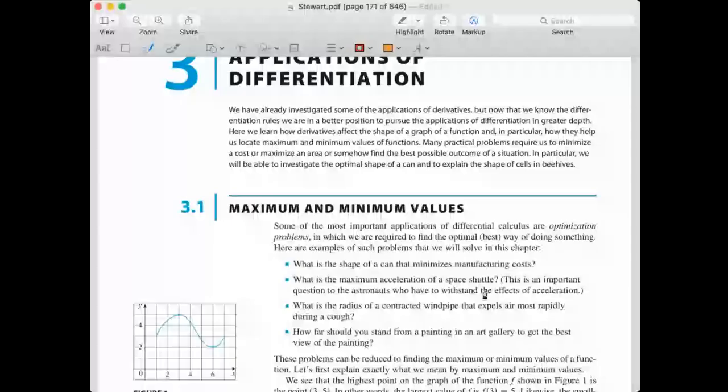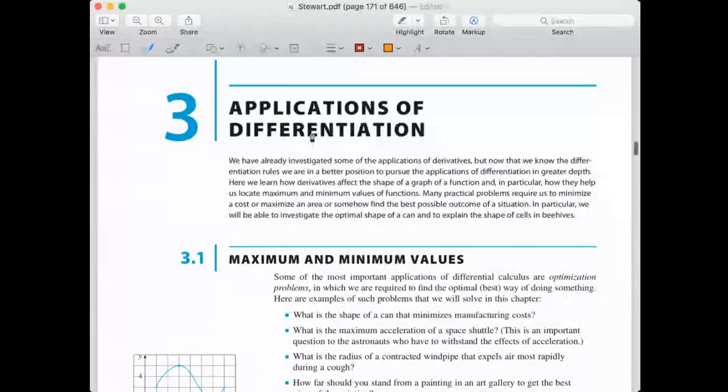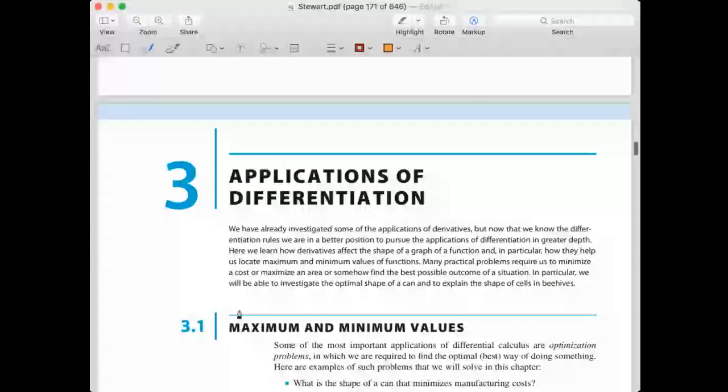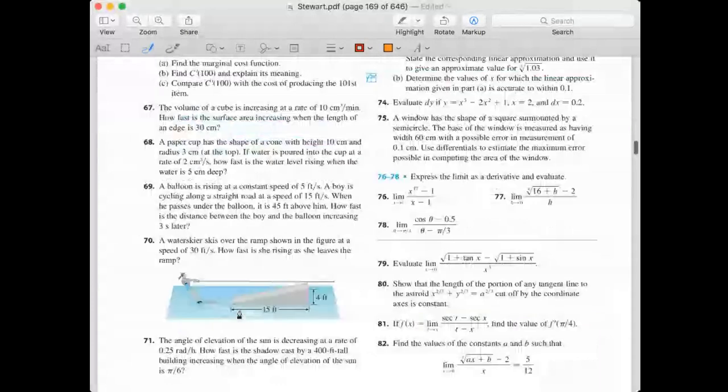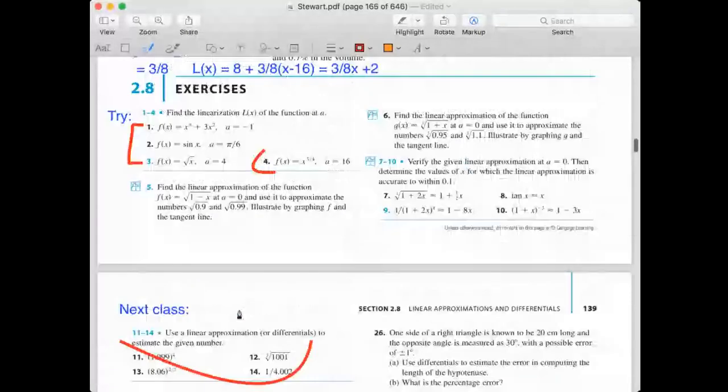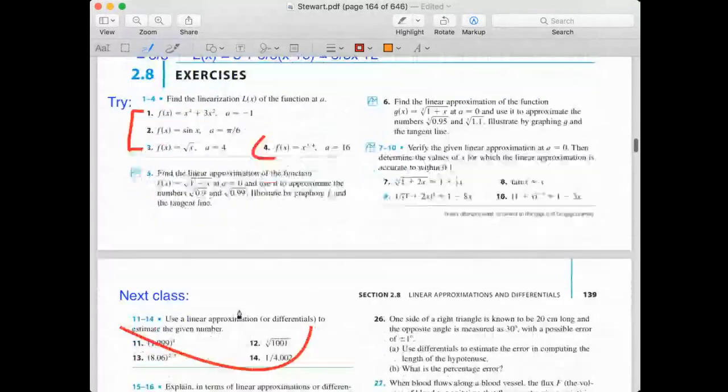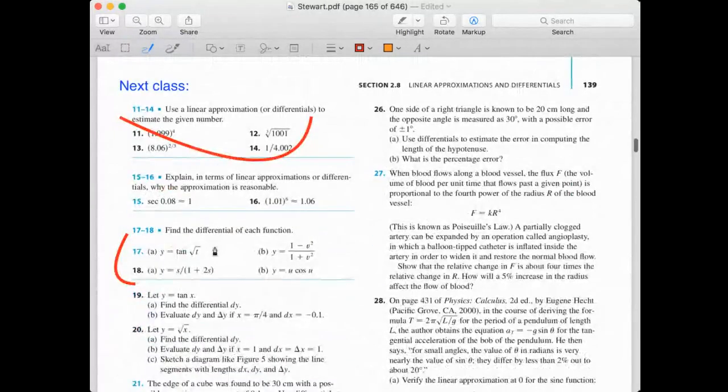So let me share my screen. Applications of differentiation. Oh, actually, I'll leave you some work. Maybe you can try it for next time, so next class. So try 11, 12, 13, 14.